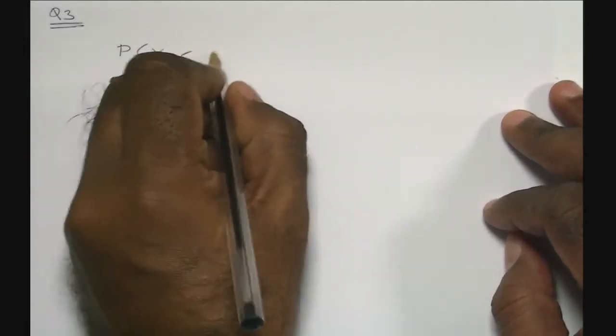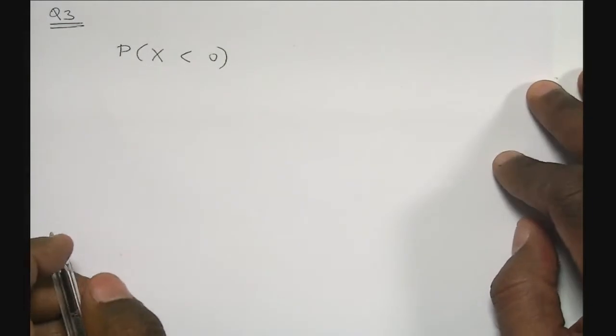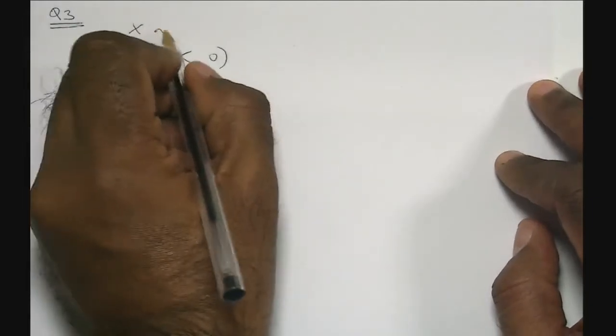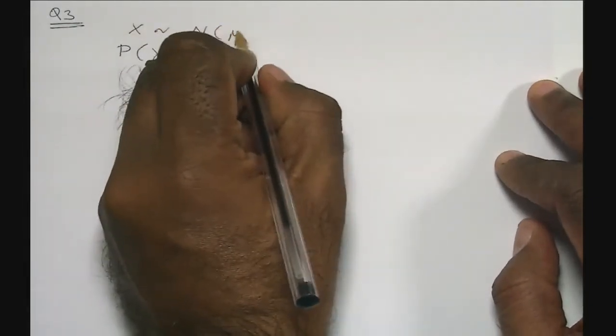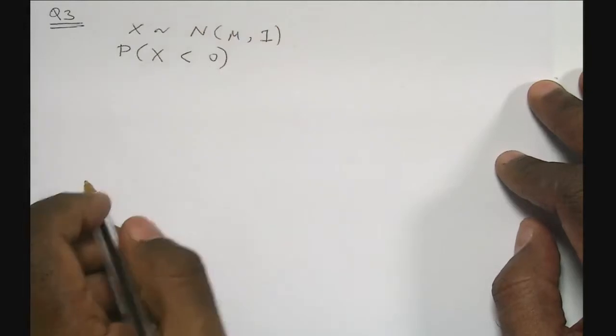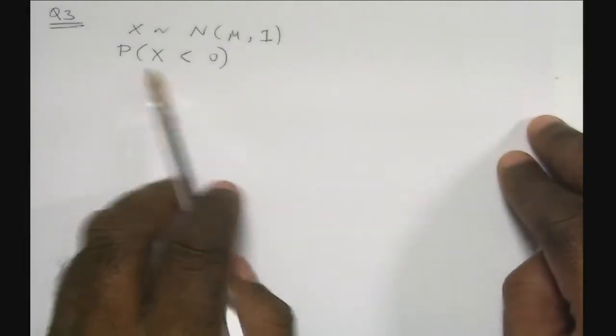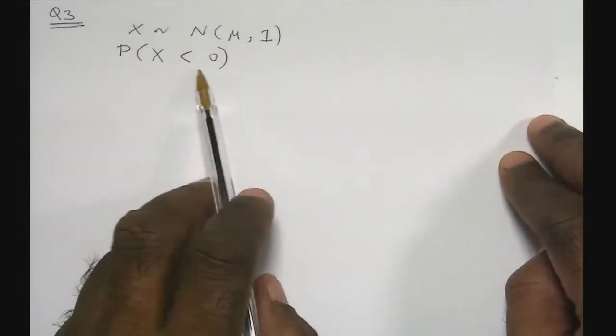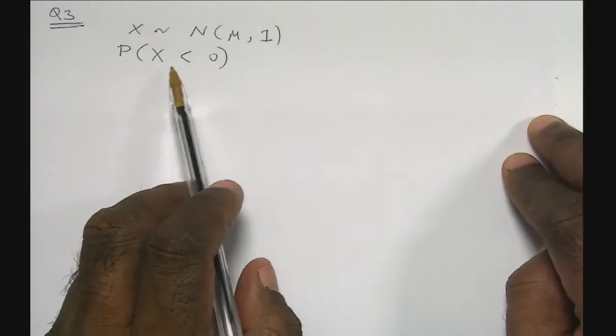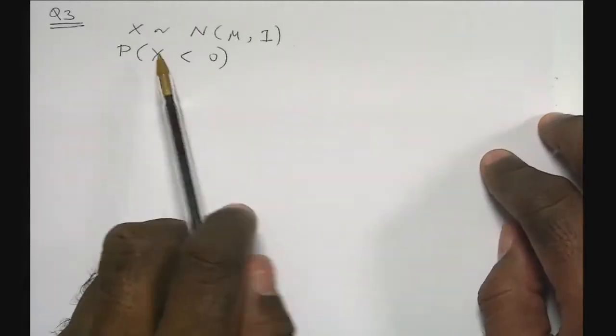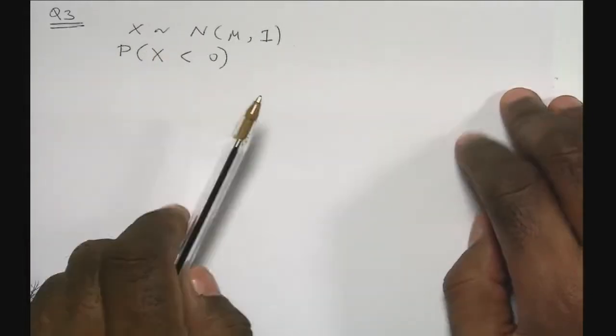Alright guys, we want to find the MLE of the probability that x is less than 0. And we are told that x is a normal variable with parameters mu and 1. So the first thing you need to do is to work out what the probability that x is less than 0 is.